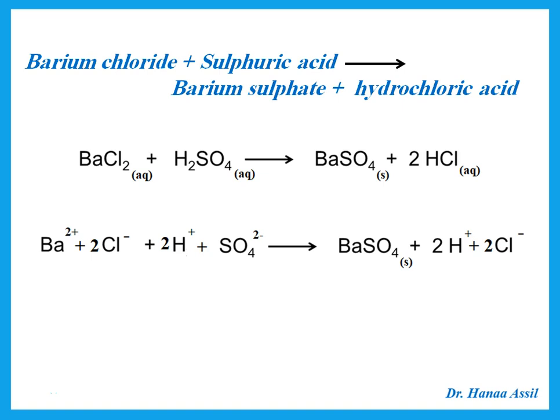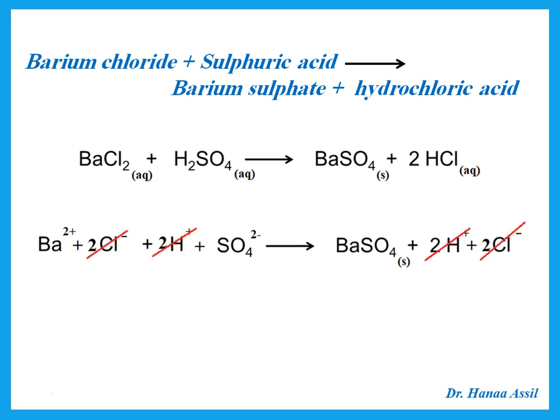Then we look what is the same on both sides of the arrow. 2 chlorides, 2 chlorides, 2H plus, 2H plus. What am I left with? I'm left with barium 2 plus, SO4 2 minus to give BaSO4, which is a solid.